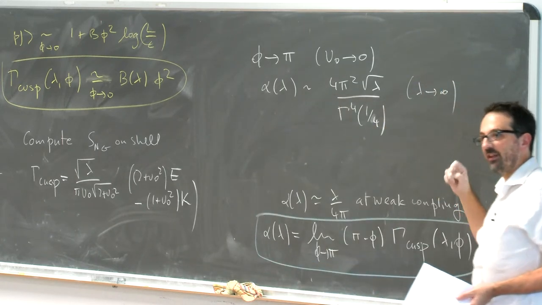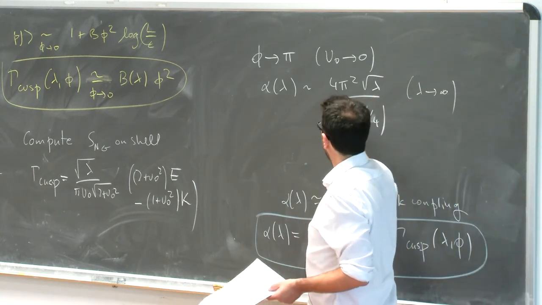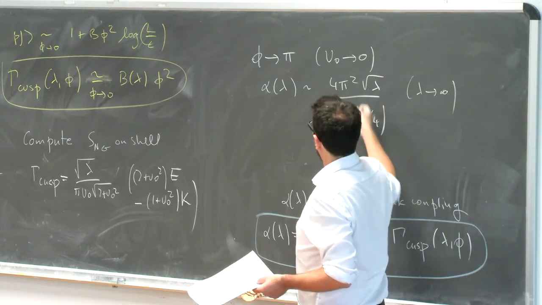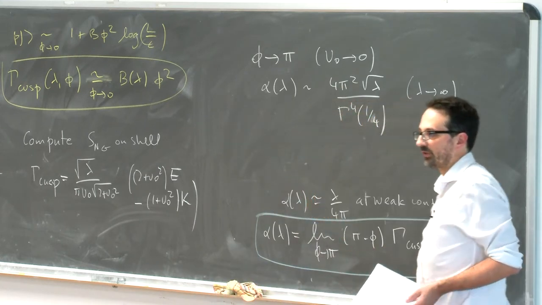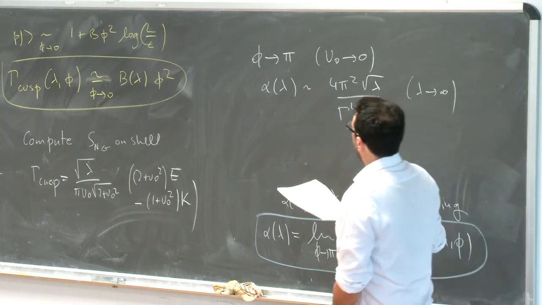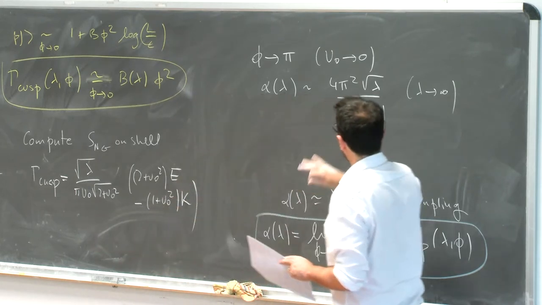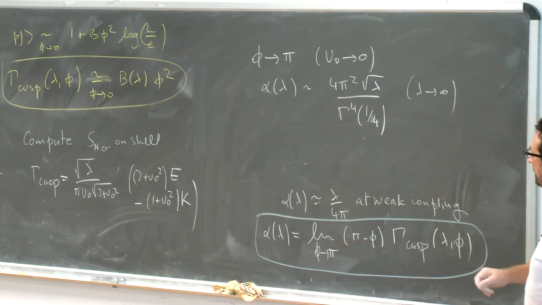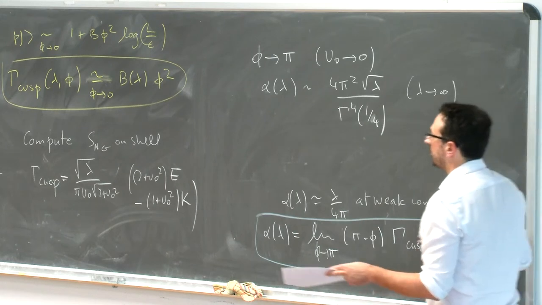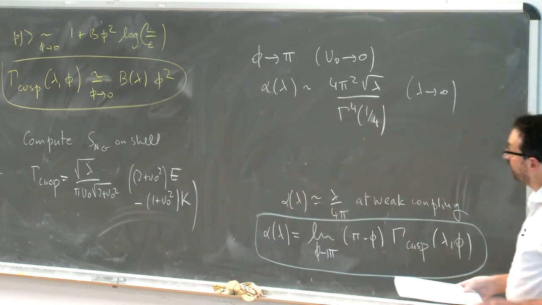And if you have done exercise number 5 of the problem set, you should have gotten this structure from computing. So this was in the original papers by Maldacena and Rey and Yee. They computed this quark antiquark potential at strong coupling. But anyway, you see that everything is related to this gamma cusp. Gamma cusp, as I said, packs lots of information.